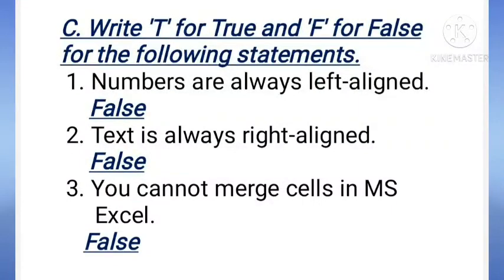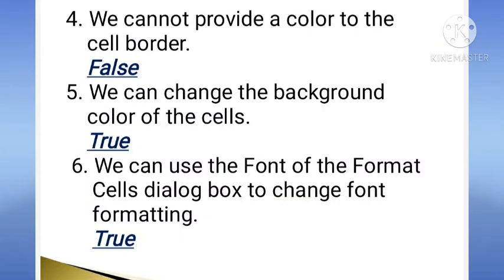Let's see the true and false. First one, numbers are always left aligned. False. Second, text is always right aligned. False. Third, you cannot merge cells in MS Excel. False. Let's see the fourth one. We cannot provide a color to the cell border. False. Fifth, we can change the background color of the cells. True. Sixth, we can use the font tab of the Format Cells dialog box to change the font formatting. True.